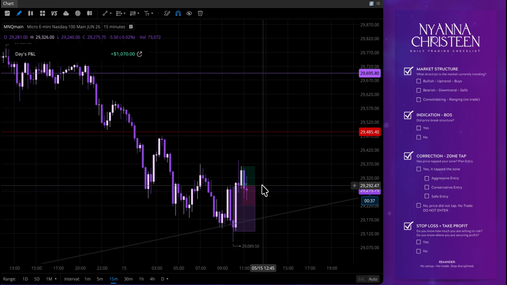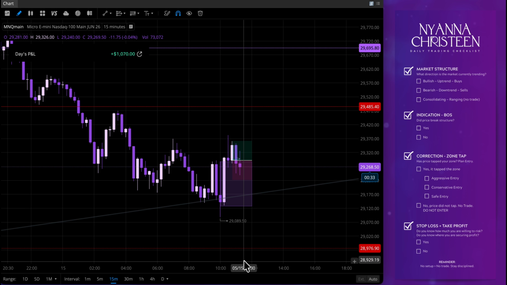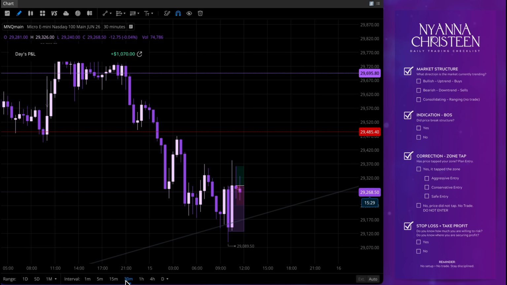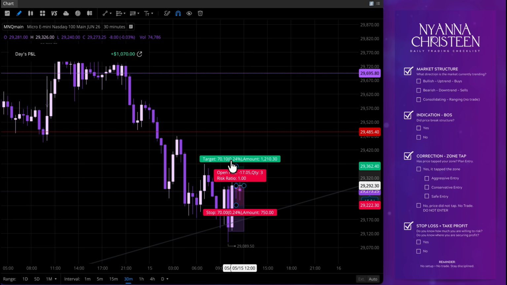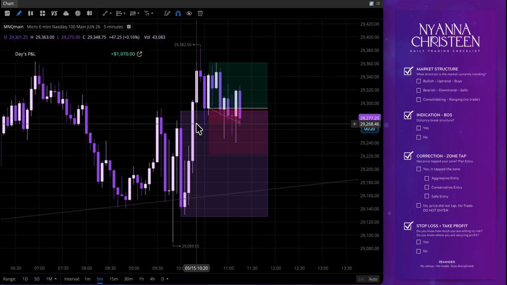This candle, was it that candle? I think so. I think this candle broke that structure. It came out of this zone. Yes, it came out of this zone here. So we marked this zone up.